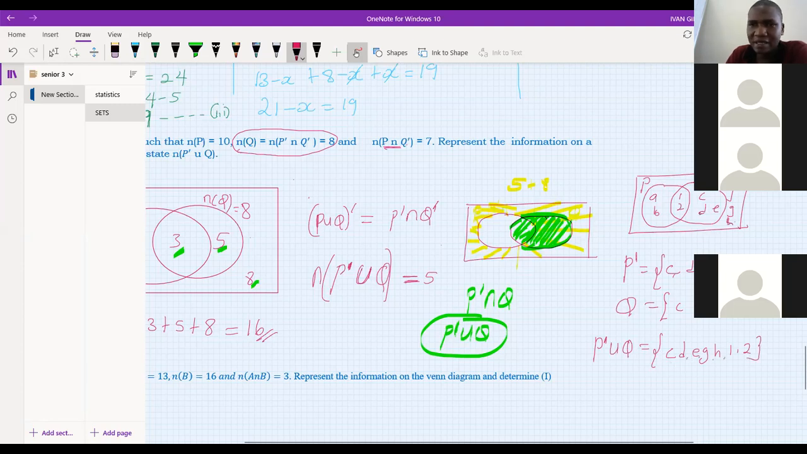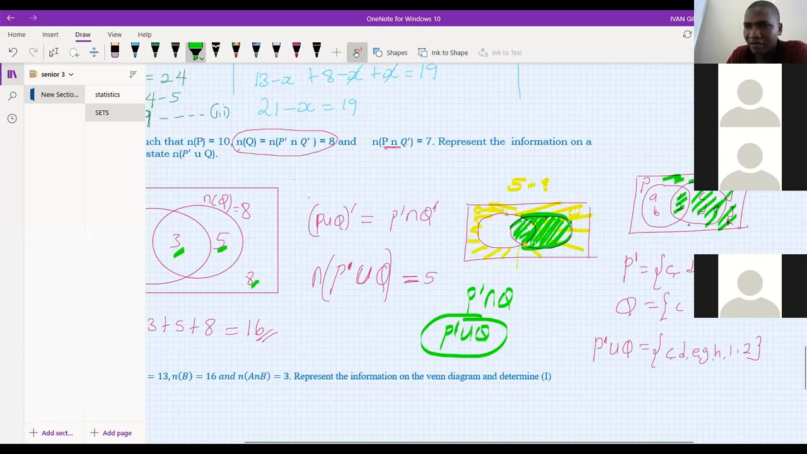Now let's look at our Venn diagram and you see where those elements are coming from. I see 1, 2 is here. I see C, D, E is here. I see G, H is here. So this is the region we're talking about in our question.